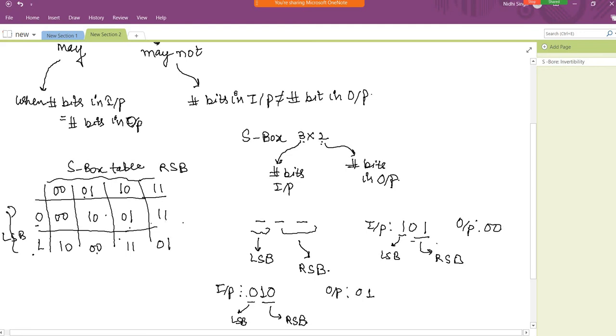In that case, how can you find the invertible S box table in order to do the substitution in the decryption process? Suppose it is used in the encryption process. Then what about the decryption? For the decryption, you have to use the inverse S box table. But in this case, from only these two output bits, how can you find 3 bits? So invertibility is not possible in the case of S boxes where the number of bits in the input and the number of bits in the output are not the same.